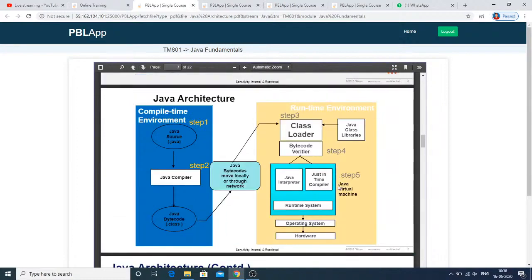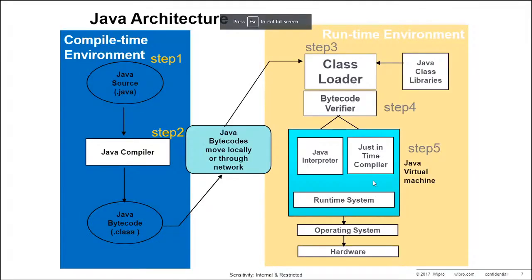Here you can see the 5 steps. So let me maximize this. Here you can typically see these 5 steps. First, you will be creating a source file, and you will name it with the .java extension. Step 2 is compiling that source file, which is your .java file. Once you compile it, if there are no errors, the compiler will generate a .class file, which we call the bytecode.